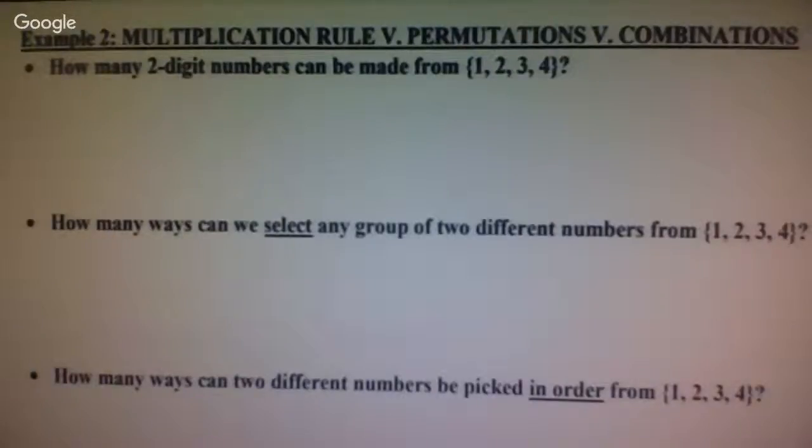We need to decide which one is the multiplication rule, where things can be reused, which one is permutations where order matters, and which one is combinations where order does not matter. There is one of each. Your multiplication rule is when you can reuse, like 8 times 8 times 8 times 8. Your permutation: no repetition, order matters. And your combination: no repetition, but order does not matter.